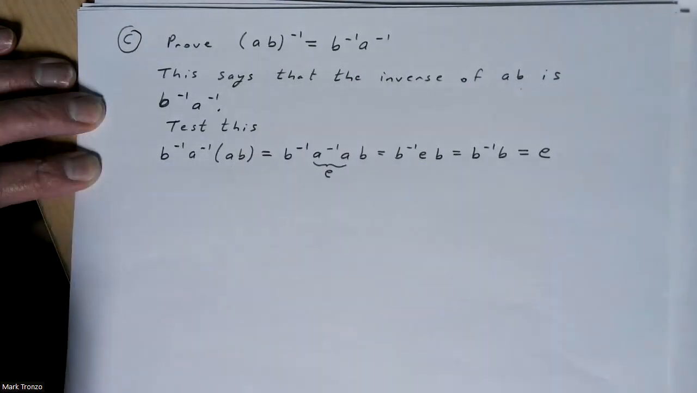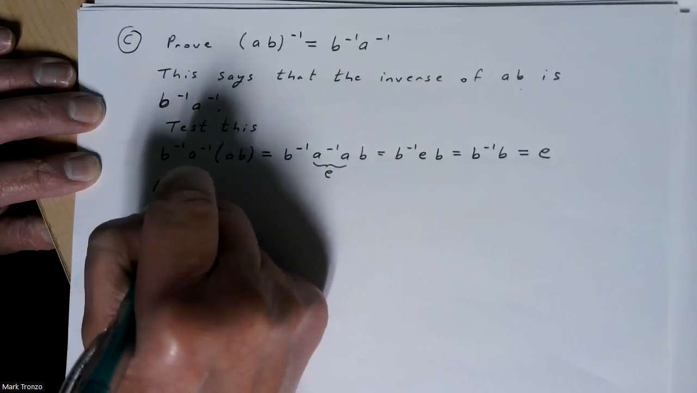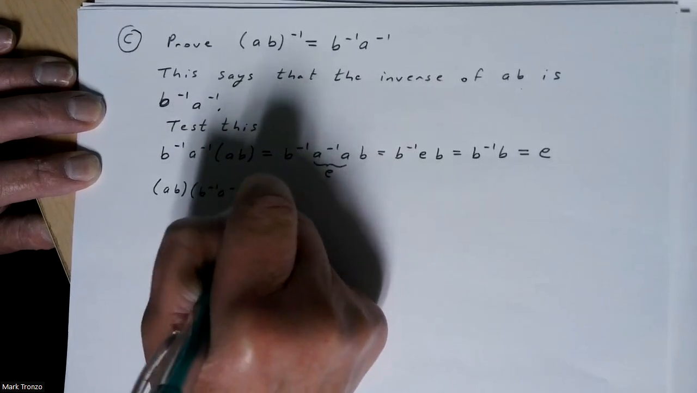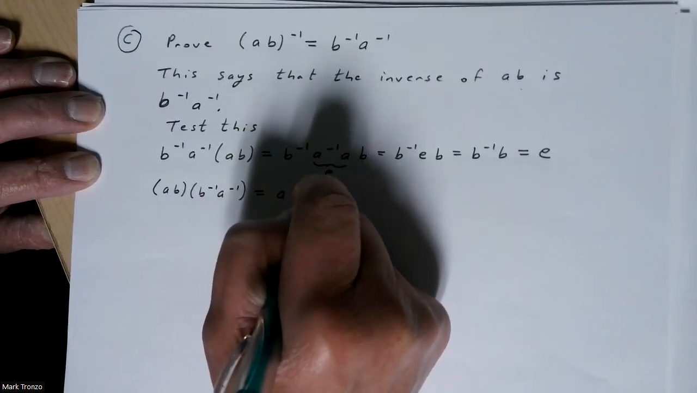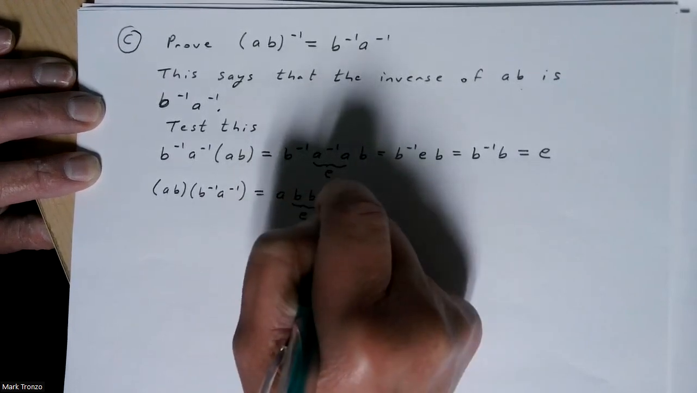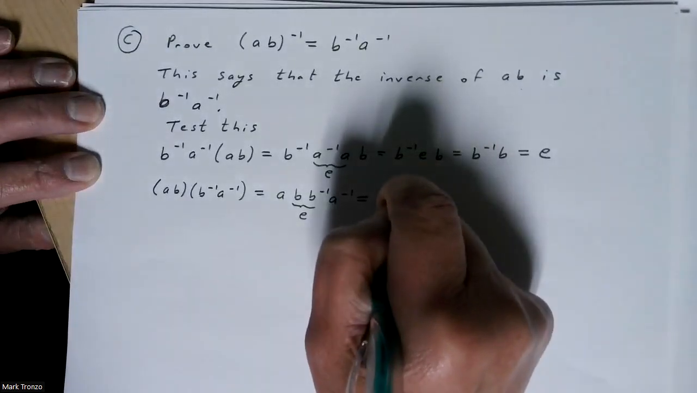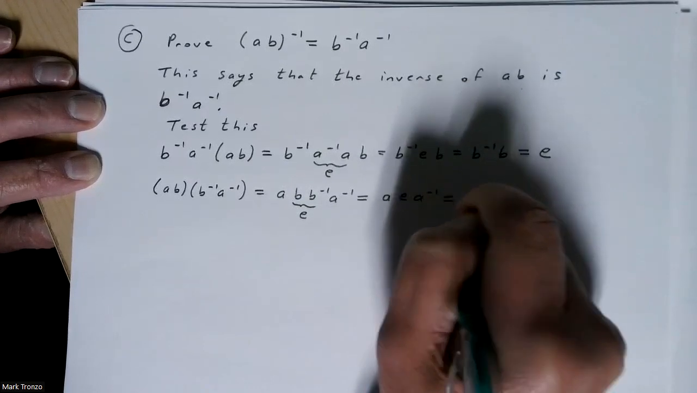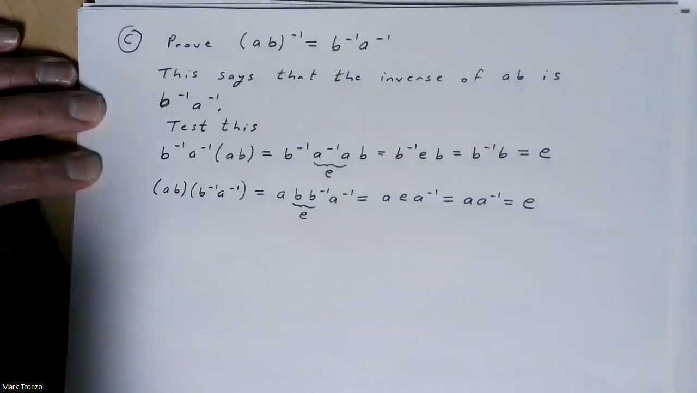So we can check it the other way too. We can take AB times B inverse A inverse. That'll give us A B B inverse A inverse. Once again, this is going to be the identity. And then that'll be A E A inverse, which equals the identity, like that.